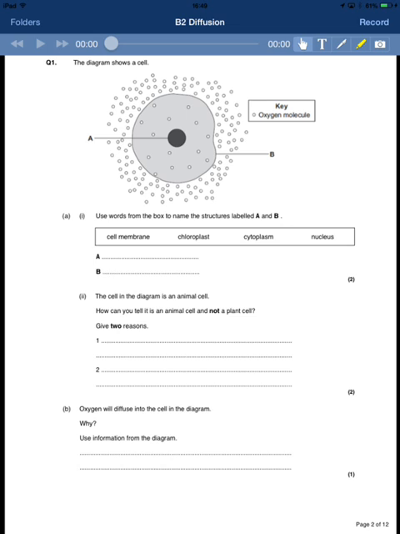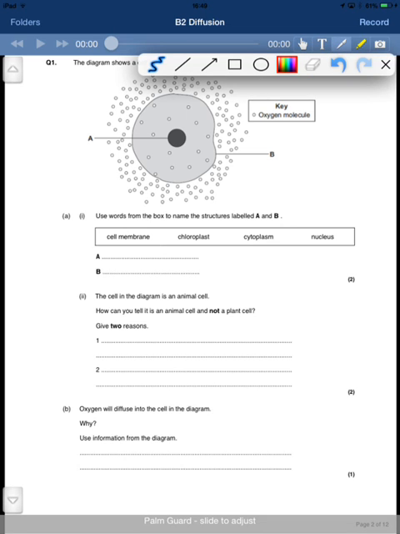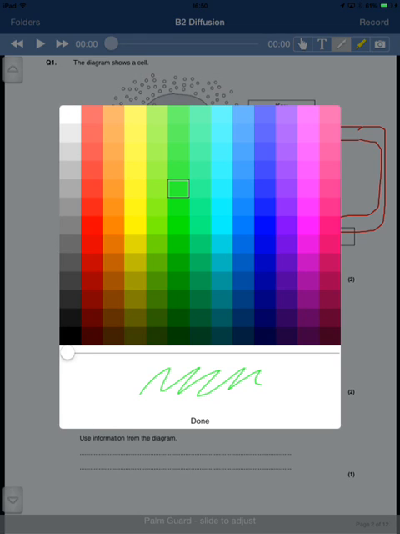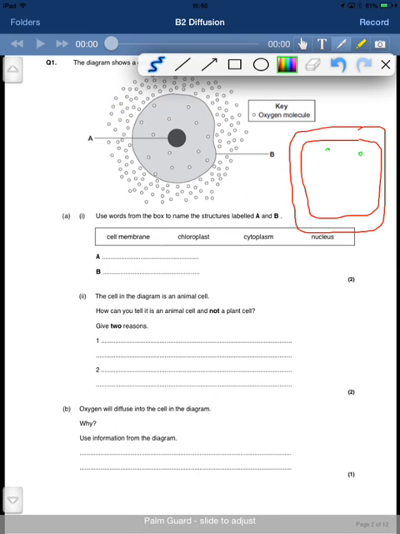2. The cell in the diagram is an animal cell. How can you tell it is an animal cell and not a plant cell? Give 2 reasons. Well, I've talked about the fixed shape, and this is going to be about the organelles that are not there in animal cells that are there in plant cells. So, if we do take the difference between animal and plant cell, if I draw a plant cell here, we know it's going to look a bit more boxy. It's going to have a cell wall on the outside, and then it's going to have, just as a revision, which I know you know, lots of little green chloroplasts.